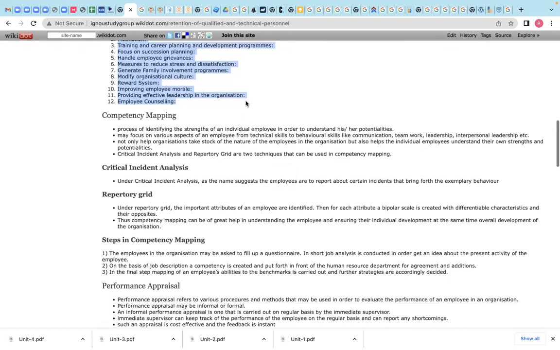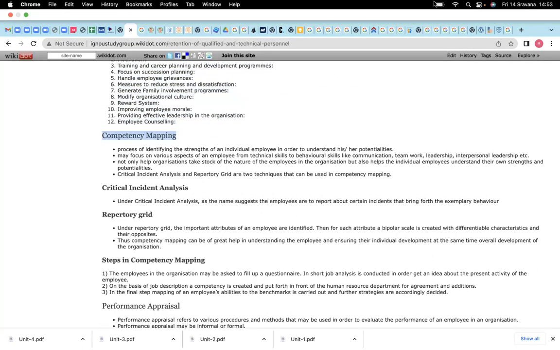Next thing is competency mapping. We already talked about competency mapping in block 1, if you remember. There, the word that is used is talent inventory. Here, a small part of talent inventory is the way you map the competencies.